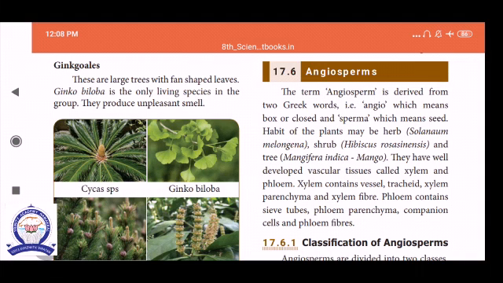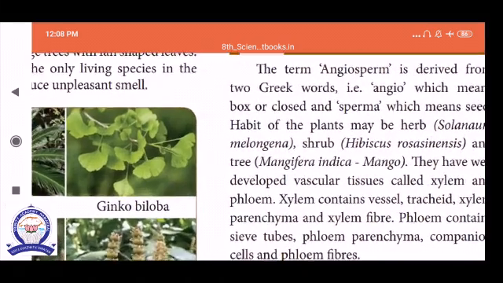Today we are going to study 8th standard Botany, chapter 17, Plant Kingdom. The topic is Angiosperms. First of all, what is meant by angiosperm? The term angiosperm is derived from Greek words. Angios means closed, sperm means seed. So, closed-seeded plants. This is angiosperm.